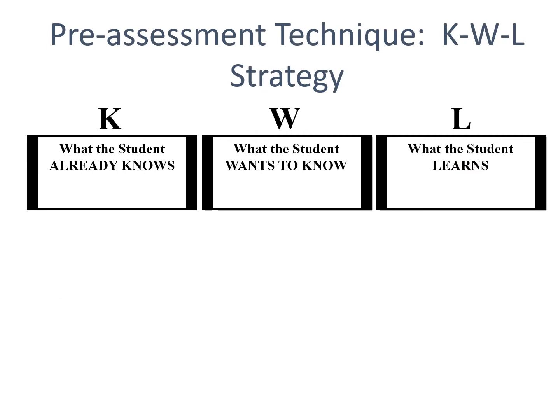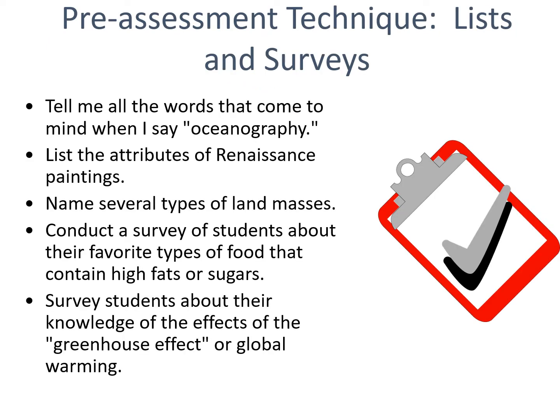Here's our KWL. Lists and surveys. So tell me all the words that come to mind when I say oceanography could be a pretest. List the attributes of Renaissance paintings. Name several types of land masses, etc.